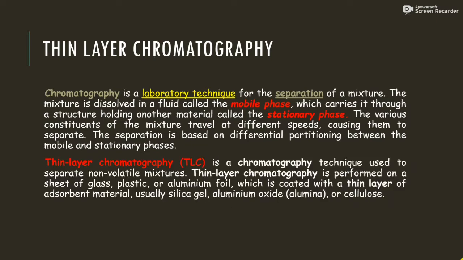Thin layer chromatography is a chromatographic technique used to separate non-volatile mixtures. It is performed on a sheet of glass, plastic or aluminum foil, which is coated with a thin layer of adsorbent material, usually silica gel, aluminum oxide or cellulose. The principle behind this is adsorption. Depending upon the adsorption, the components get separated between the mobile phase and the stationary phase.